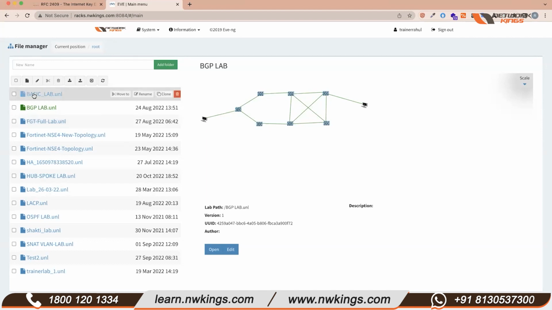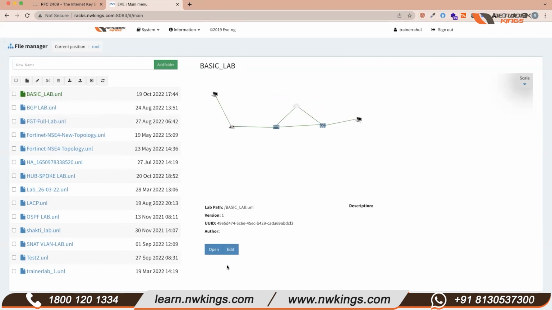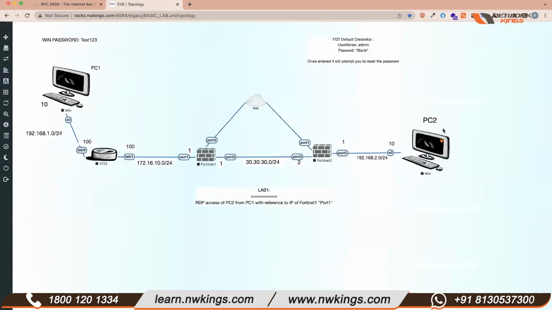For example, let me show you the basic lab here. Click on that, press open, and you will see your basic lab. Most of the things that I will be doing are with reference to this basic lab, where we have two PCs, one Cisco router, and two FortiGate firewalls. This is our internet gateway that will help us reach the internet. How to do the basic lab build up, we'll be discussing in our first or second class. I will do all the things in front of you, and then you can simply replicate the same thing.